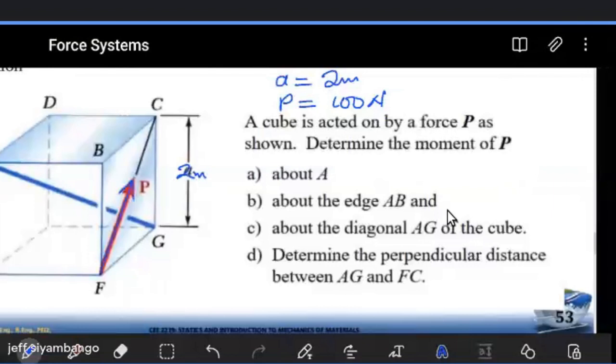So I want to find the moment of the force P about that point A. Now, I want you to understand one thing here.